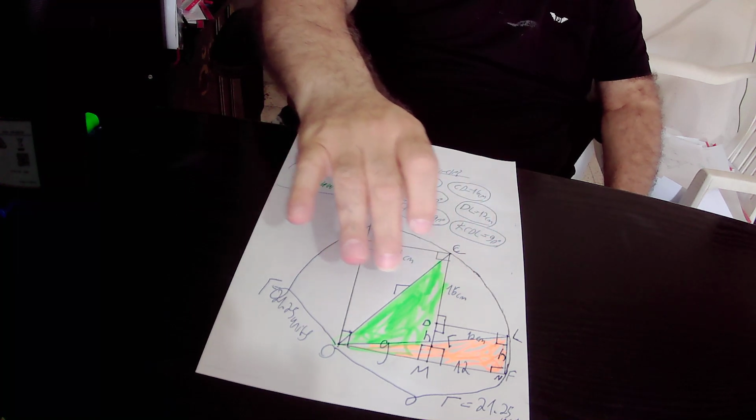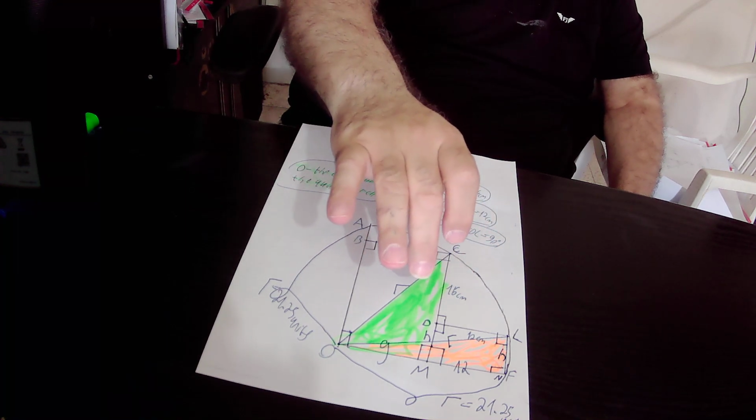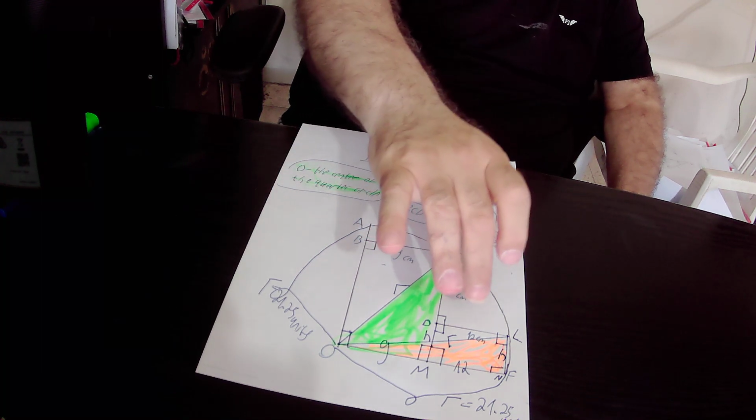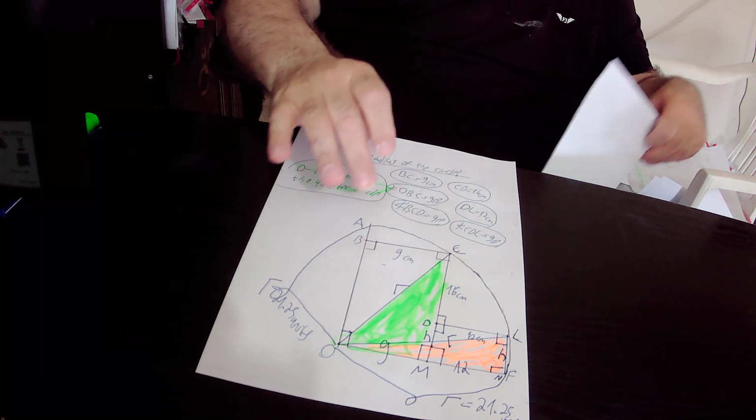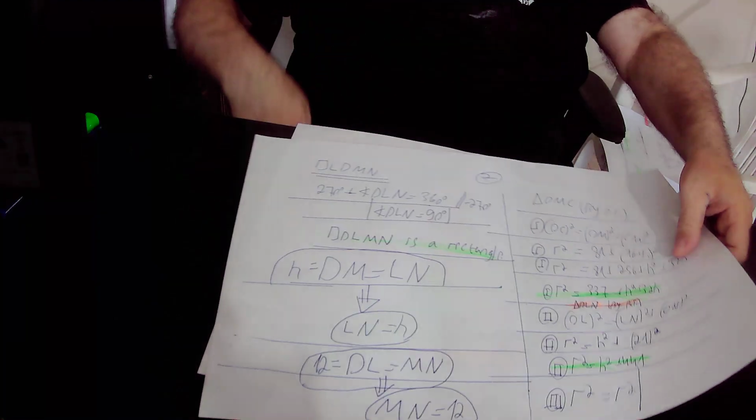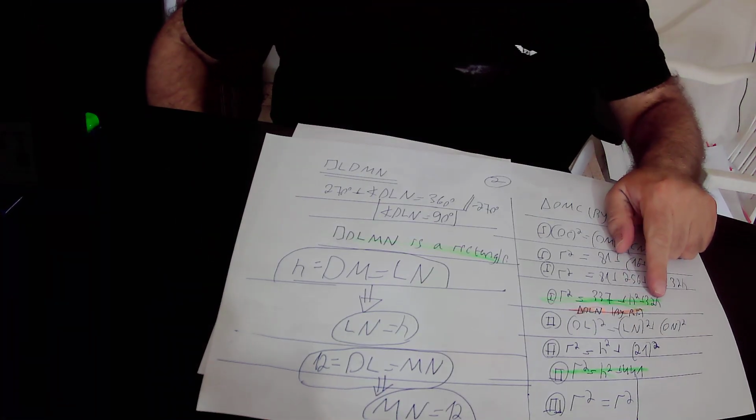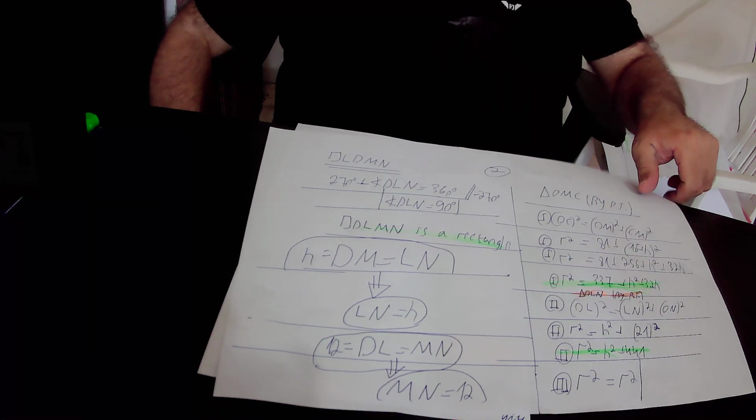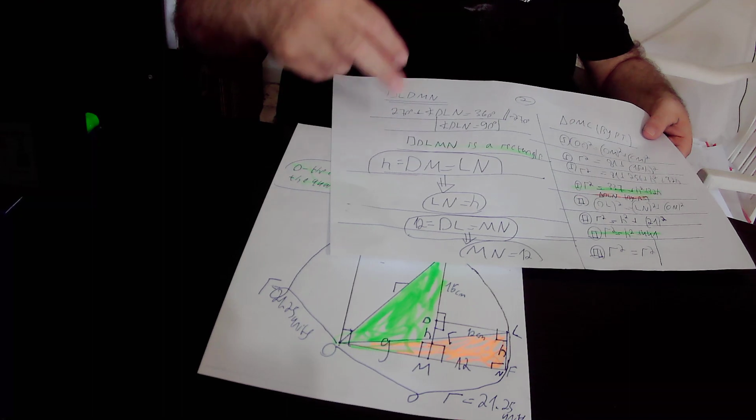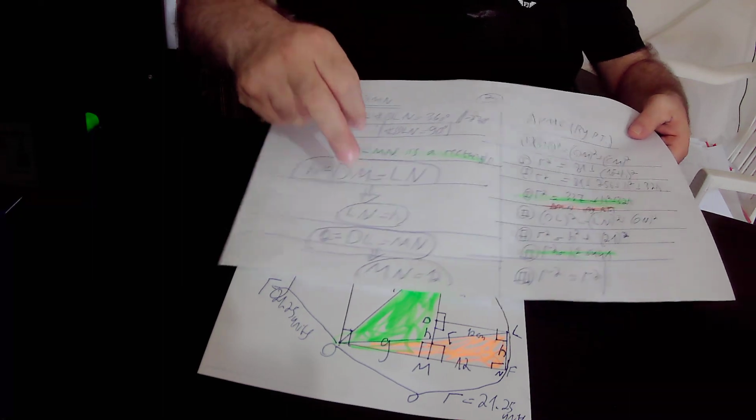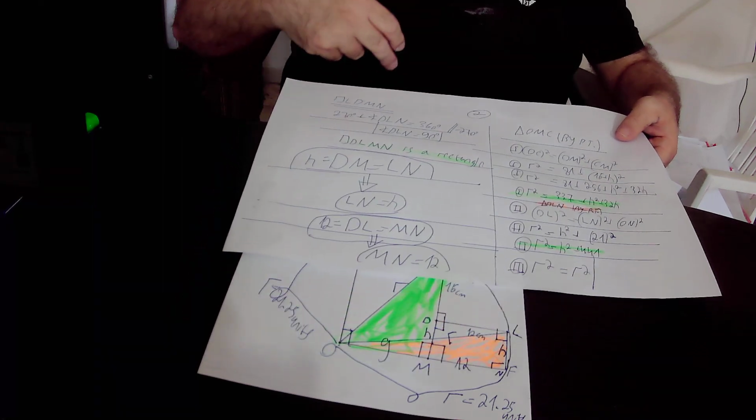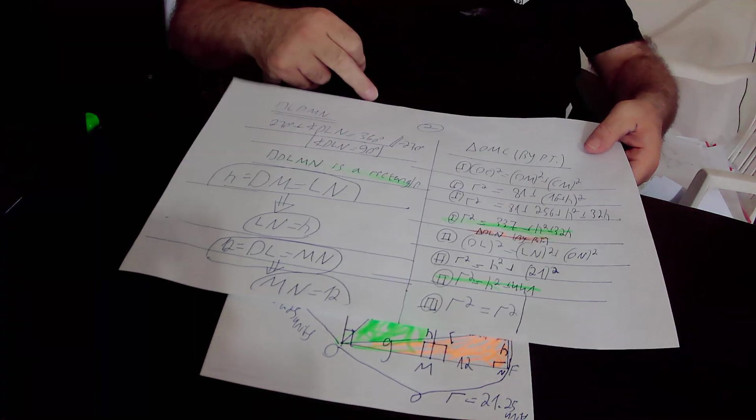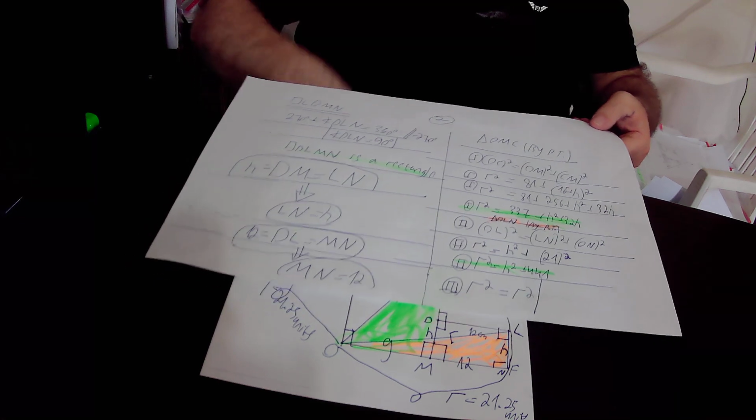According to the Pythagoras theorem, the square of the hypotenuse equals the sum of the squares of the perpendiculars. That is to say, OL square equals LN square plus ON square. Here OL equals R, therefore OL square equals R square. LN equals H, therefore LN square is H square, plus NO square.